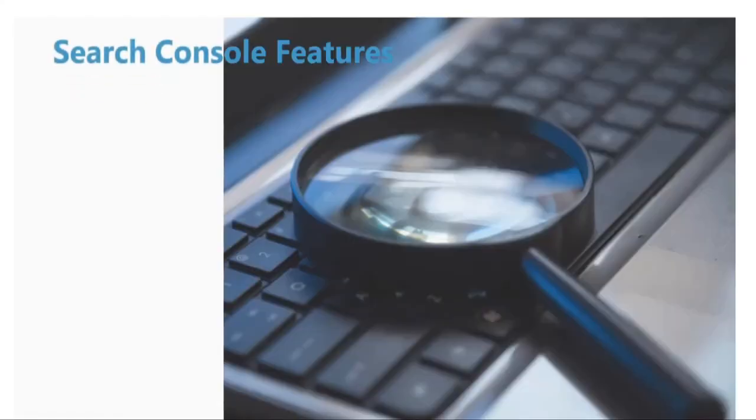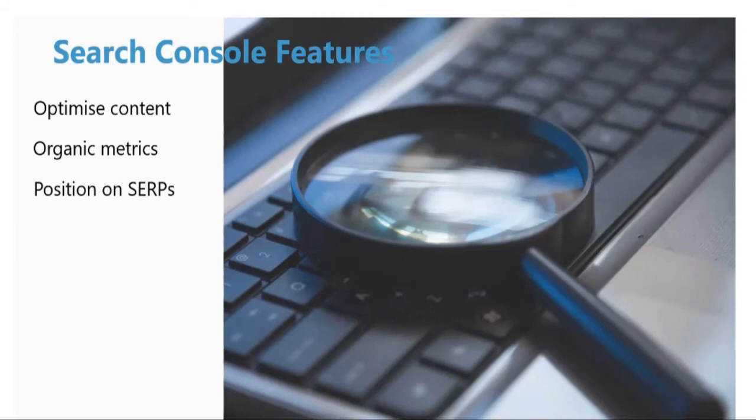I went through a few of these in the beginning, but here's a recap and some more features. Optimize content. So this is what I was talking about earlier, being able to see the queries that bring people to your site. You would then make sure that you include those keywords in future copy. Organic metrics, straightforward. You can view and analyze these. Likewise, position on search engine results pages, straightforward. You can see those within the Search Console. And just note that it's not like Google Ads, where there are only 8 positions. There's hundreds. It's essentially the whole internet where you are in that grand scheme of things.